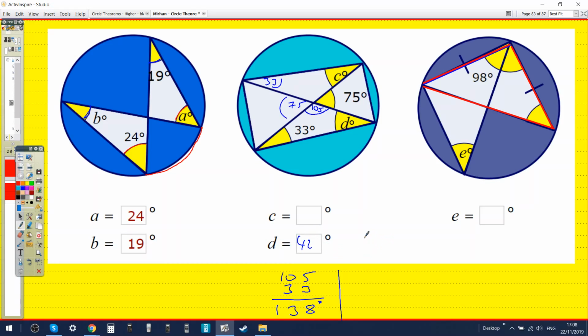How about C? Is it the same? So it's equal, 42 also. Yes, well done. And you can also just do two angles on a straight line. So that's 75, and this would have to be 105 to make 180. Okay, how about the one on the right?